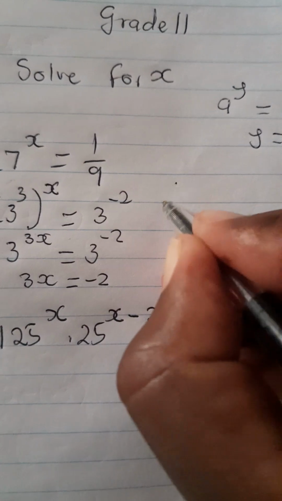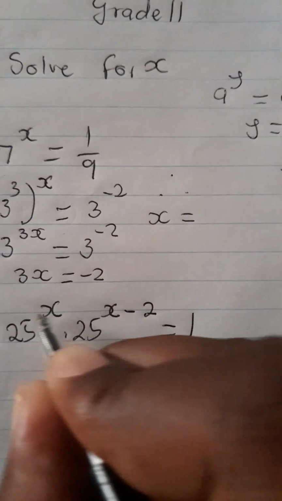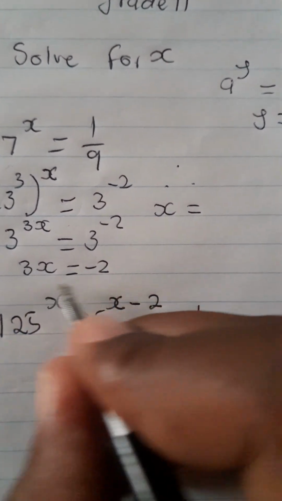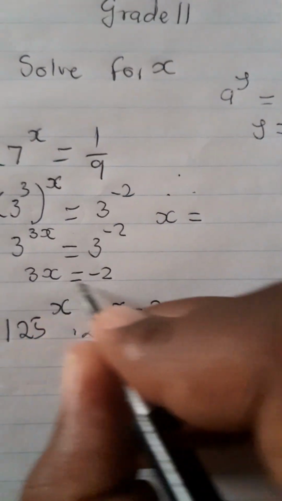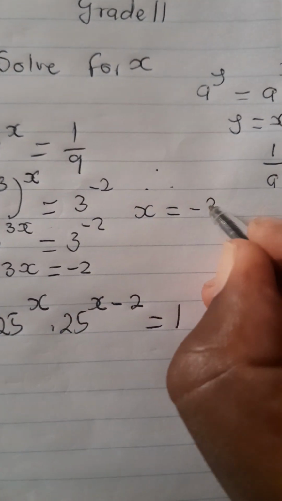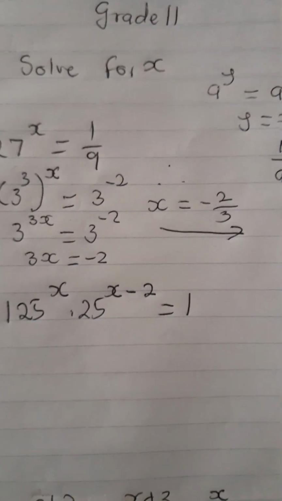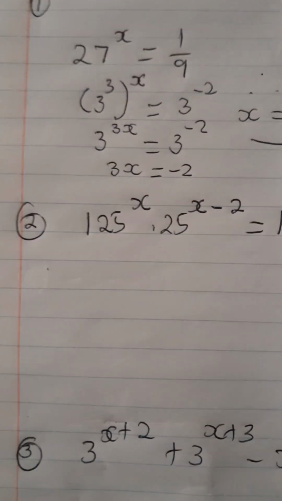Our aim is to make x the subject. So we divide both sides by 3. When we divide both sides by 3, we are left with x equals negative 2 divided by 3. So that's the solution. Hope you've learned something from the first example.